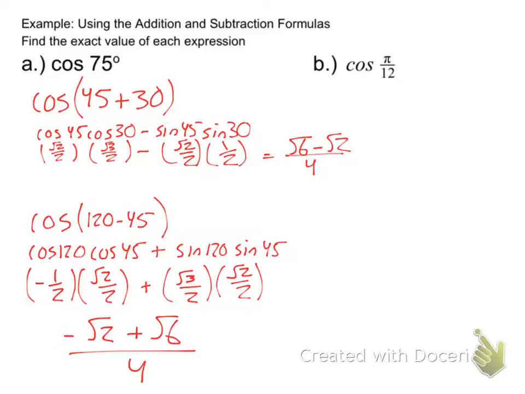So technically, we could have done 225 minus 150, right? That would work. A couple different things you could do.